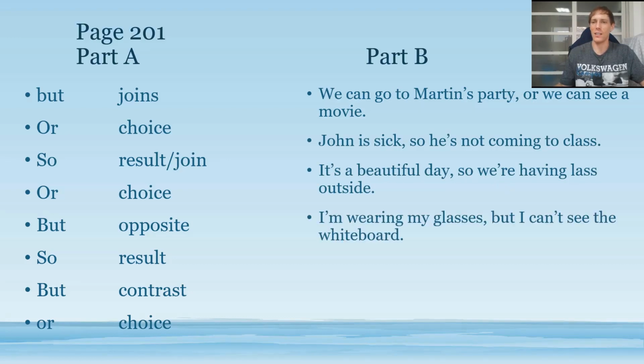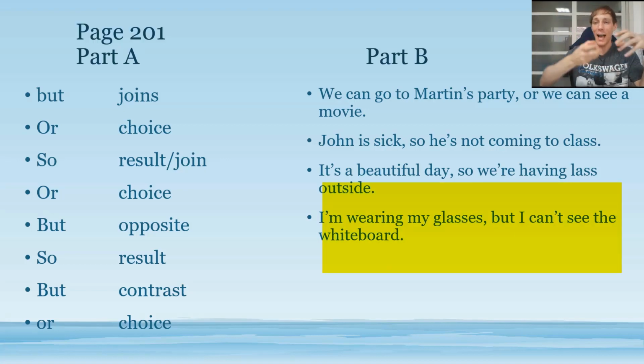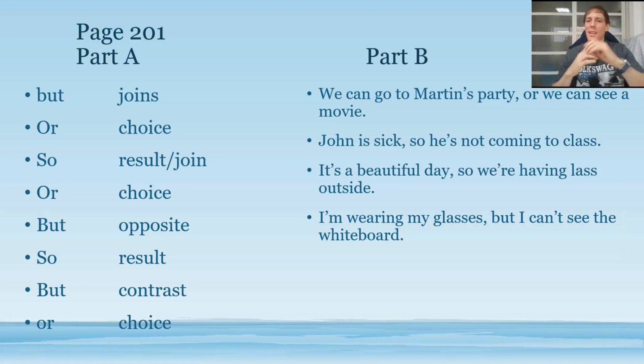Next one, I am wearing my glasses, but I can't see. Now many students get this one wrong because they think I'm wearing my glasses, so I can see, and that's the mistake. It's saying the opposite. I have glasses, but I can't see anything. So we have to remember this one is the opposite. I'm putting my glasses on, but I can't see. So that's why it's the opposite.